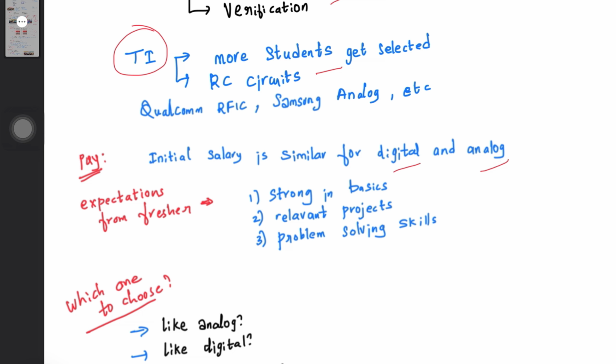And the growth further in the industry will be based on your performance, and your hike will be based on the performance you have shown in your first year. So don't choose a profile thinking you'll get a higher pay. And what do companies expect from a fresher? Companies expect you to have strong basics, relevant projects, and problem solving skills. You should be quick enough to learn and align with the industry standards.